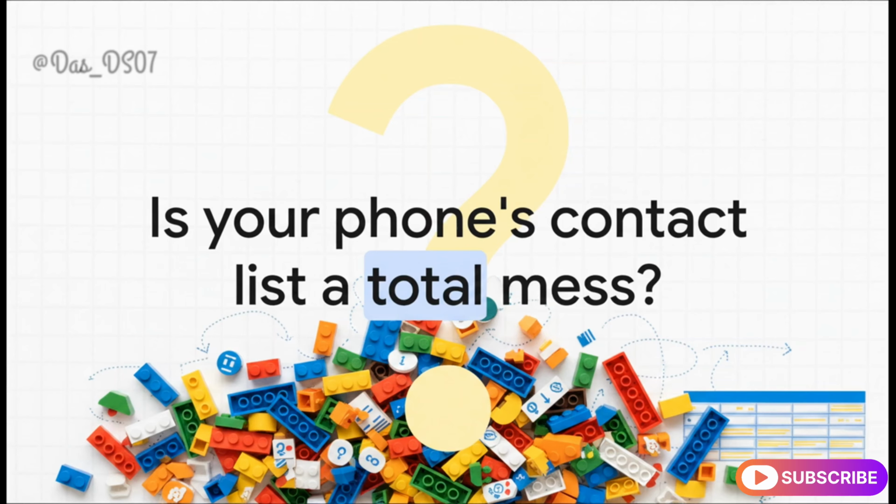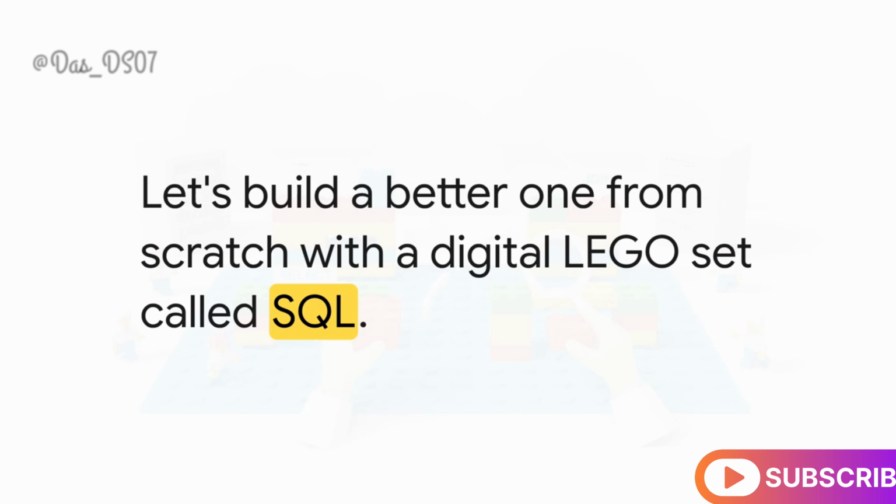But what if we could build a perfect, clean, organized system for all that? Well, guess what? We can, and we're going to do it right now. We're going to build a brand new, super organized contact list completely from scratch. And our special building kit for this project is a language called SQL. Now, don't let the word language scare you. It's way less like complicated coding and a whole lot more like just clicking Lego bricks together.